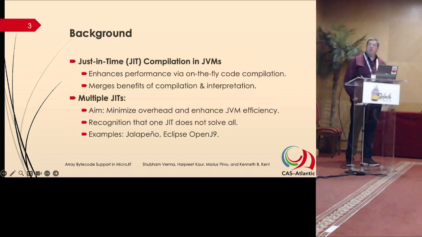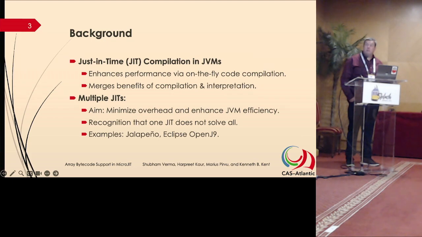So on the background side, as we all know, just-in-time compilation in JVMs allows us to enhance performance by compiling on the fly, and it merges the benefits of interpretation and dynamic compilation just when we need it. What we do know about JITs, however, is that one JIT doesn't solve all problems. Depending upon your application and the instance, different JIT techniques and approaches work best. So with multiple JITs, the aim is to minimize the overhead and enhance the JVM efficiency. We're recognizing that one JIT doesn't solve all.